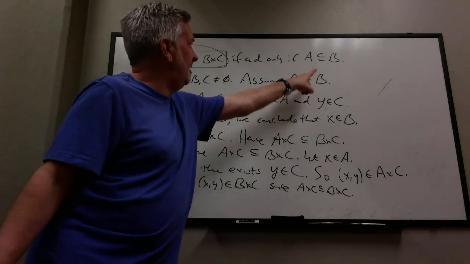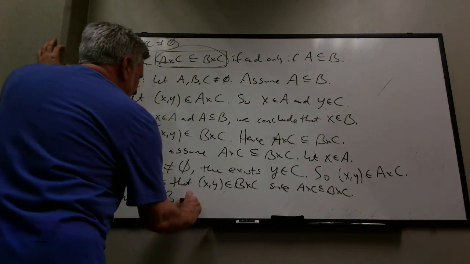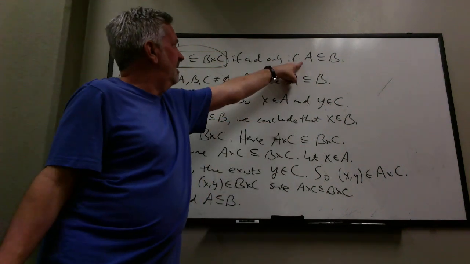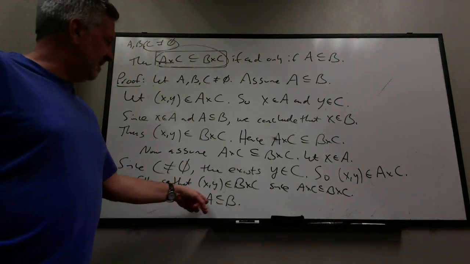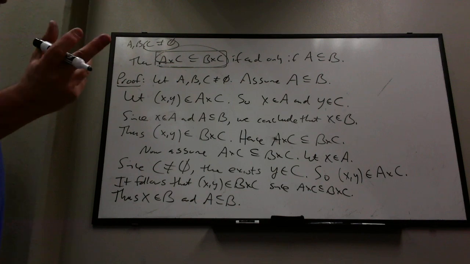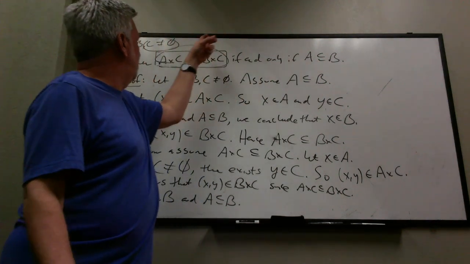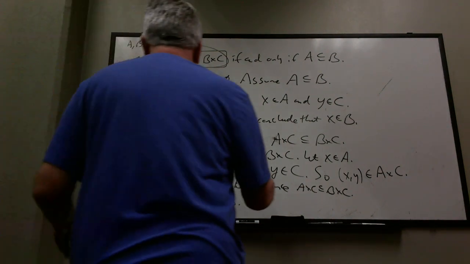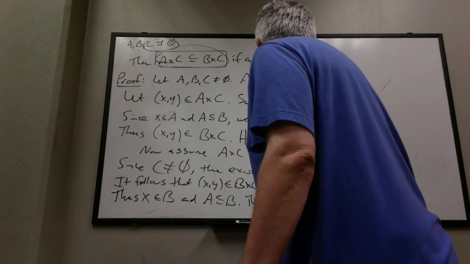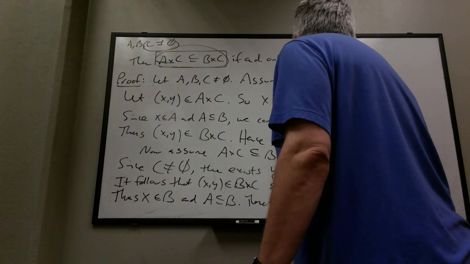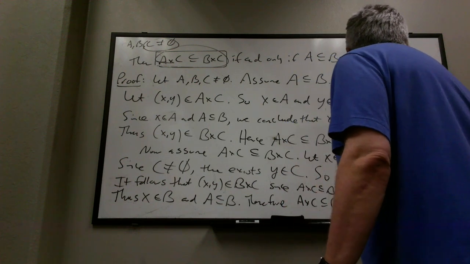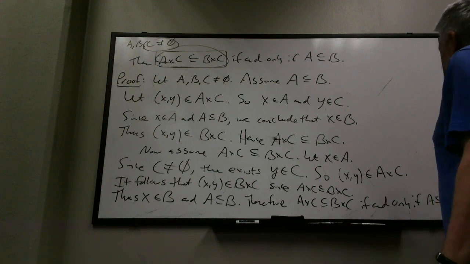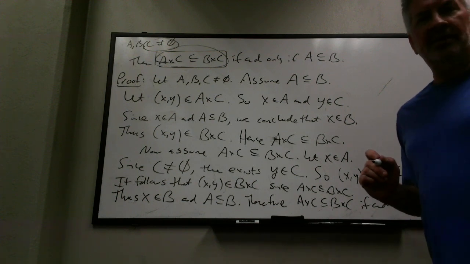So I started with X in A, I got X in B, that gives me A is a subset of B. So that's both directions, right? I started with assume this, show this, assume this, show this, and so we're done. So I should probably write a little conclusion. Therefore, I'm just going to restate the whole thing: A cross C is a subset of B cross C if and only if A is a subset of B. So there's our proof for both directions. Okay, so those are the last two examples in that section.